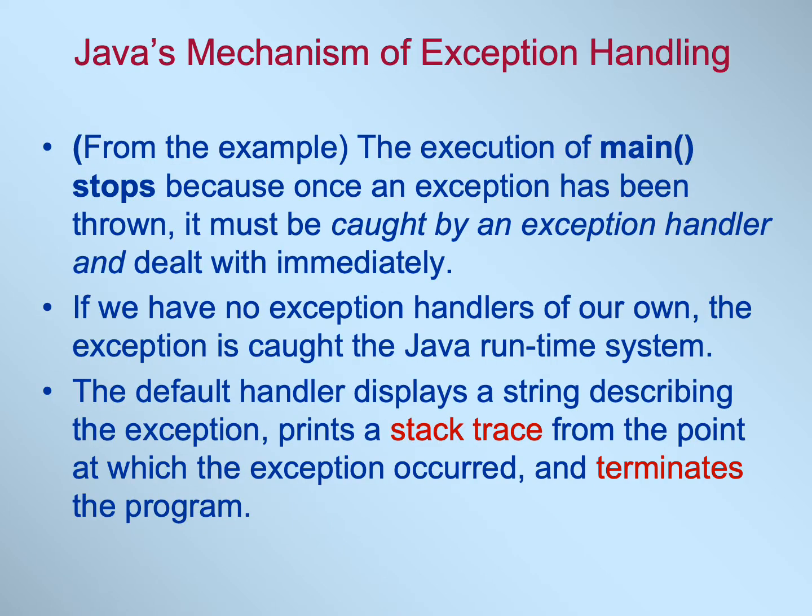From the example, the execution of main stops because once an exception has been thrown, it must be caught by an exception handler and dealt with immediately. If we have no exception handlers of our own, the exception is caught by the Java runtime system. The default handler displays a string describing the exception, prints a stack trace from the point at which the exception occurred, and terminates the program.